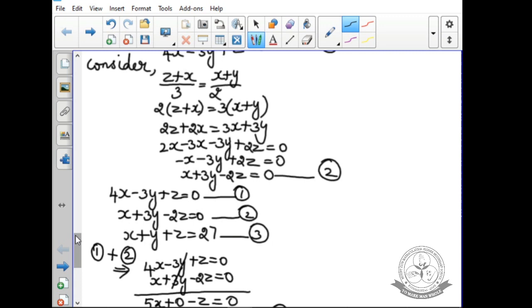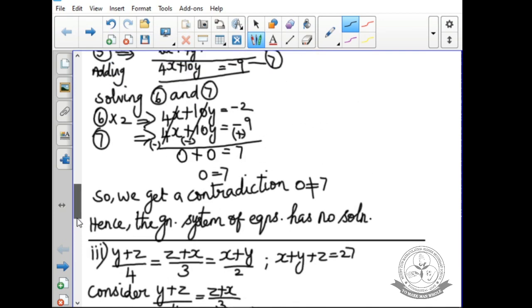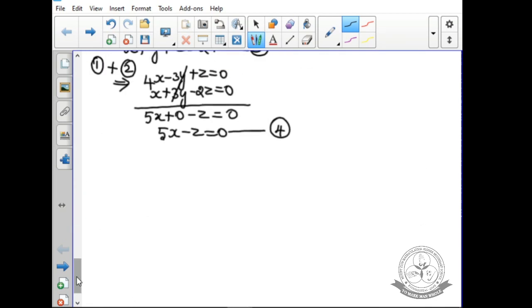From the first two we cancelled the term y. From the second and third equations, you can take the second equation and the third equation. For that you have to multiply the third equation by 3. The second equation you write as it is.